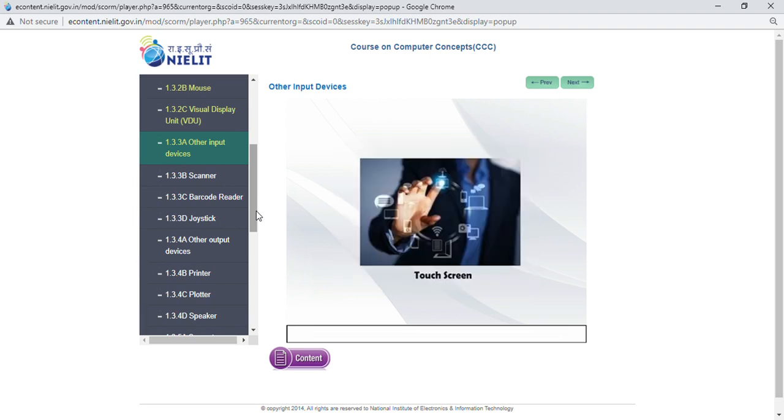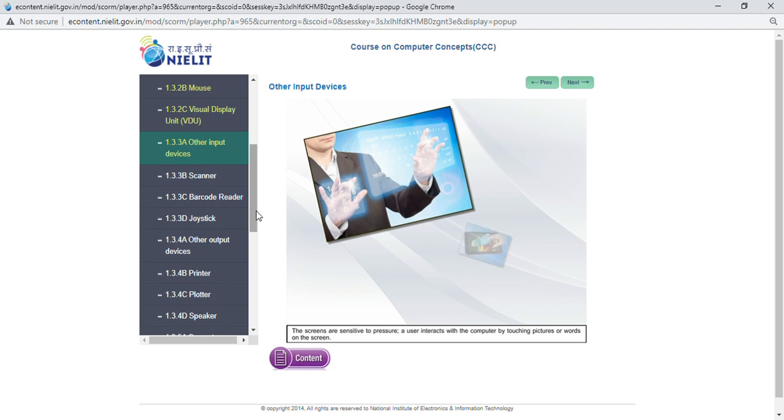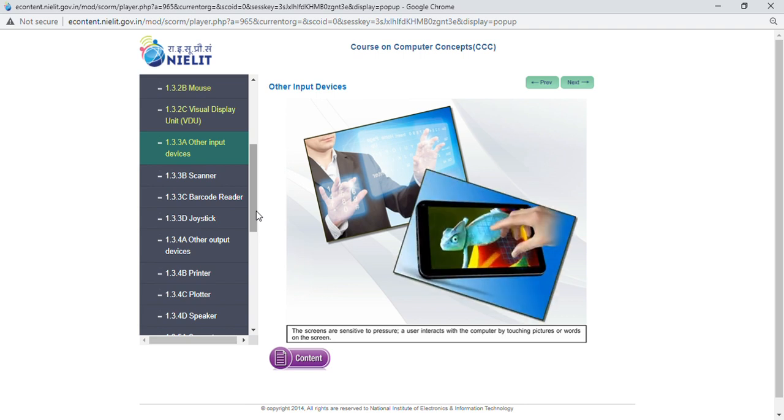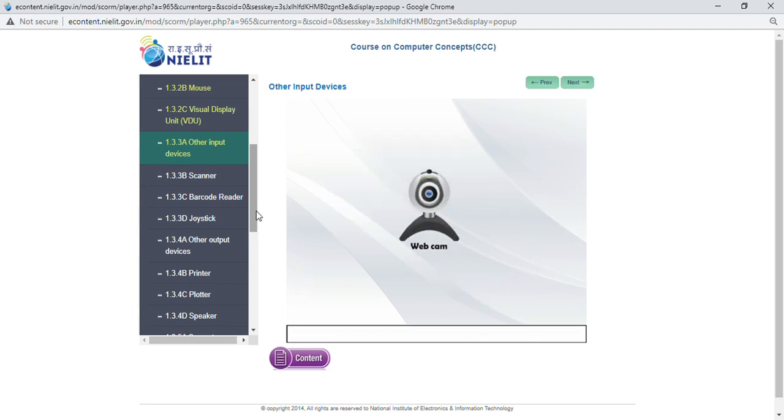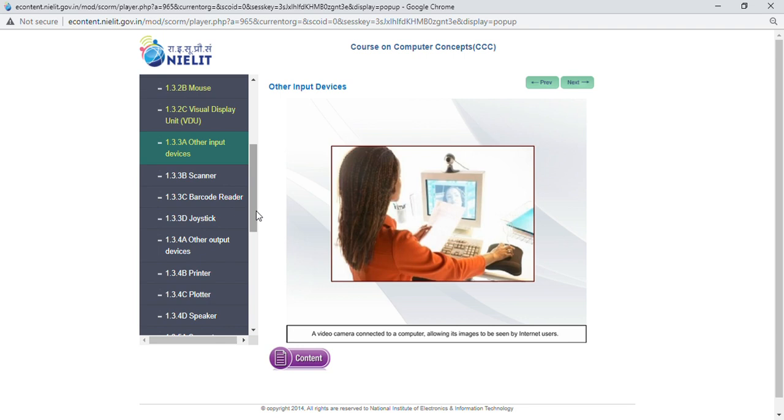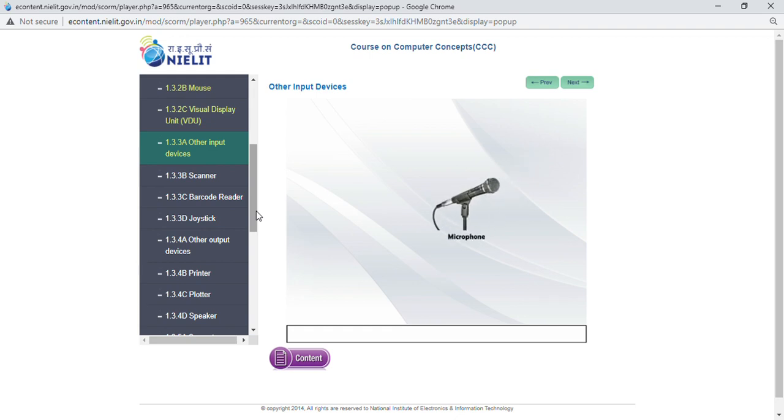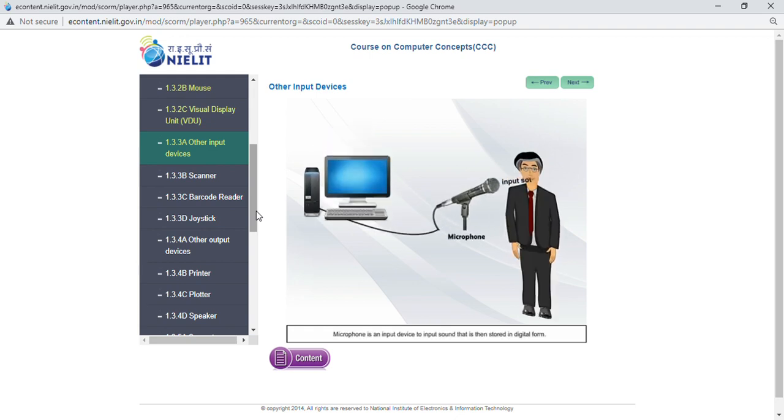Touch screen. The screens are sensitive to pressure. A user interacts with the computer by touching pictures or words on the screen. Webcam. A video camera connected to a computer, allowing its images to be seen by internet users. Microphone. Microphone is an input device to input sound that is then stored in digital form.